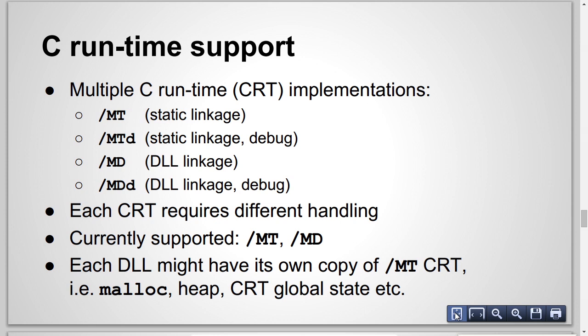One interesting thing to keep in mind compared to POSIX, for example, is that on Windows, each shared object, or DLL, could have its own instance of the C runtime, which includes, for example, the memory allocator state.